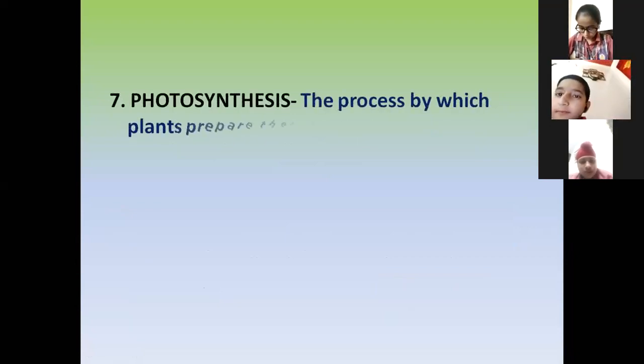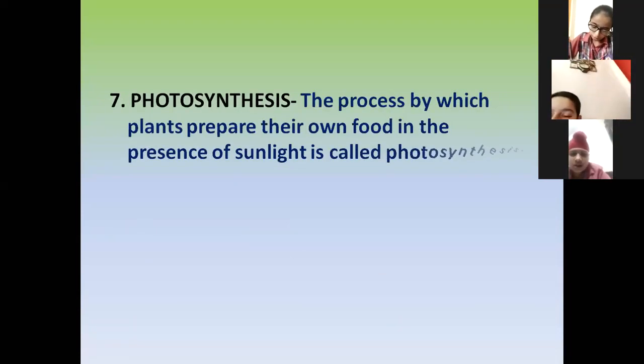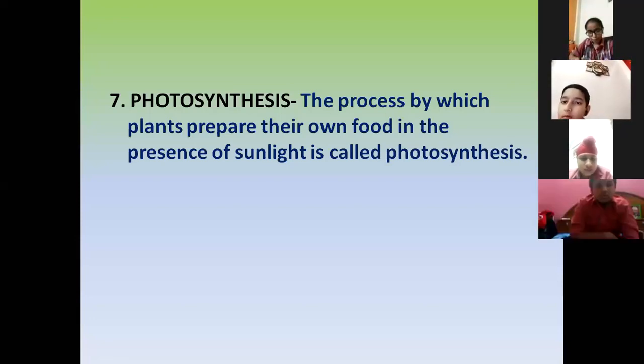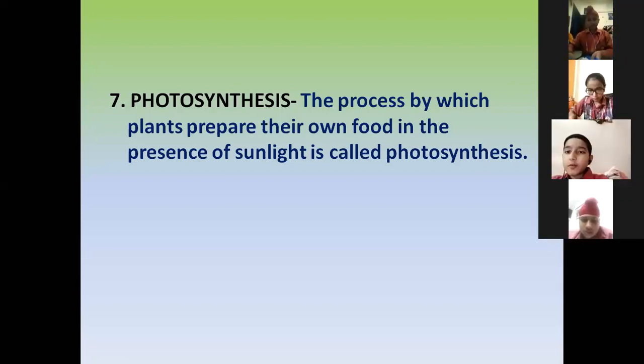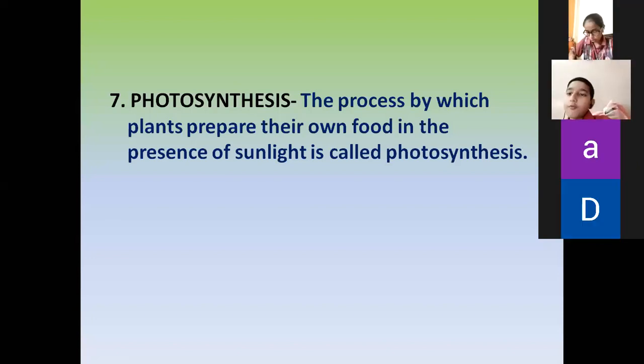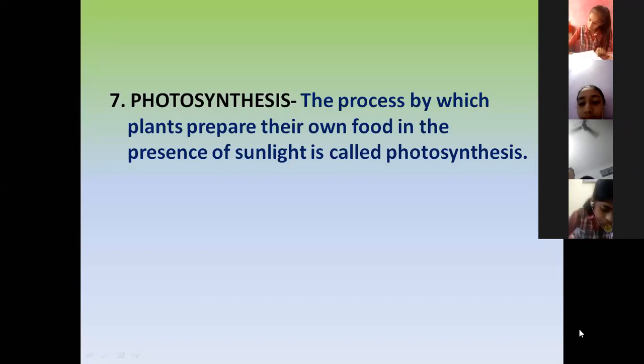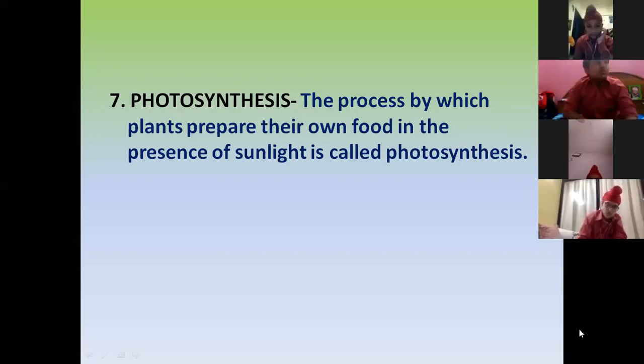Okay, now the next definition is photosynthesis. The process by which plants prepare their own food in the presence of sunlight is called photosynthesis. What is photosynthesis? The process by which plants prepare their own food in the presence of sunlight is called photosynthesis.